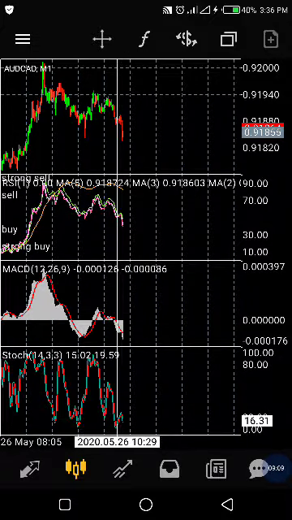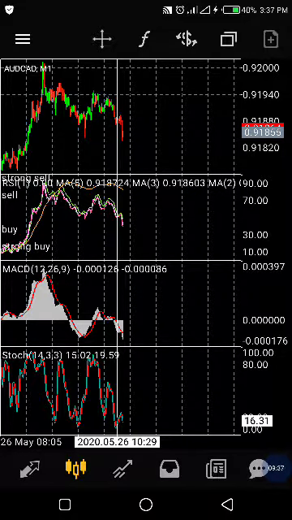The main reason why you are using the stochastic here, because in the boom and the crash, the stochastic in 1 minute time frame doesn't work. All right, so you use the stochastic in the higher time frames for the boom and the crash. You don't use the stochastic in the lower time frame. What you use is the relative strength index in boom and crash. So you use the relative strength index in boom and crash, while in the higher time frames you use stochastic to analyze the market.